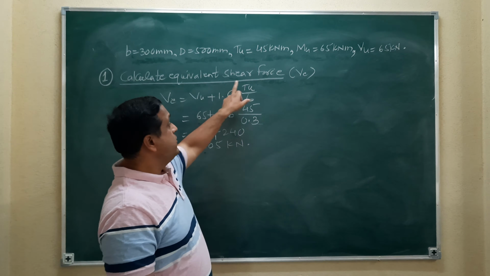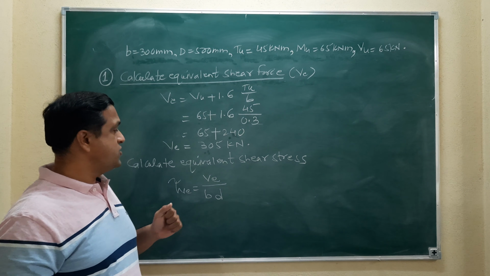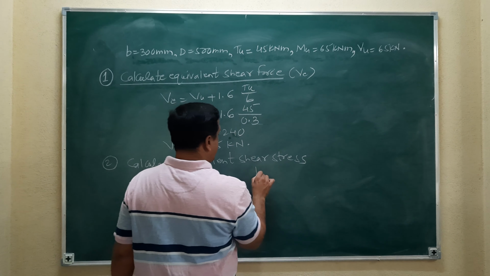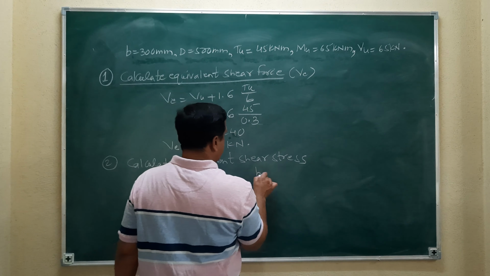Now step 2: calculate the equivalent shear stress. It is tau VE. Tau VE is equal to VE divided by B into D. So this is the equivalent shear stress. We know the width of the section is 300 mm and the overall depth is 500 mm.